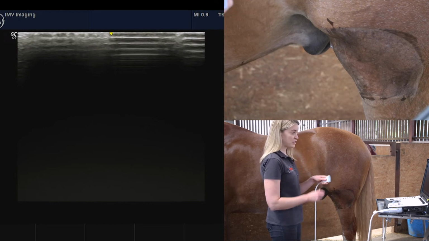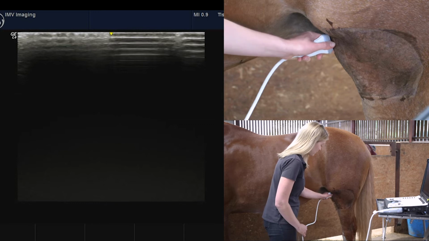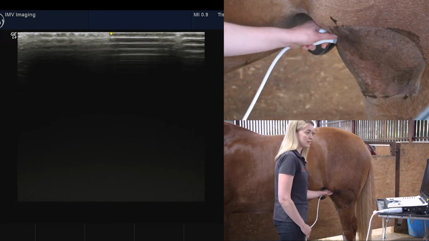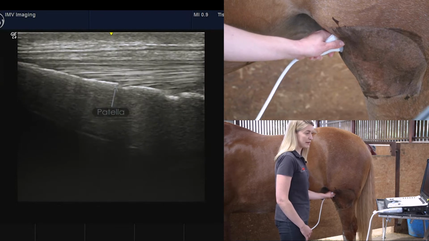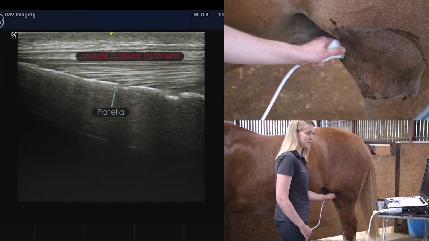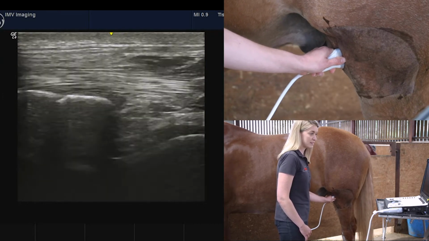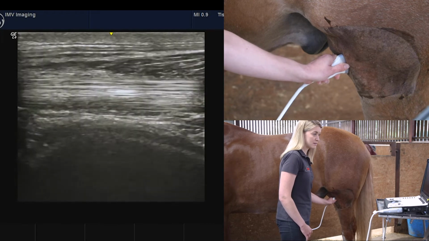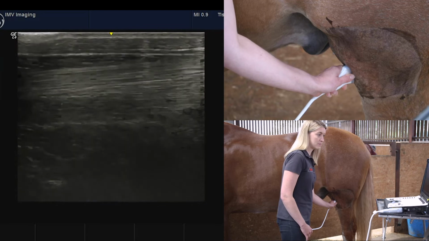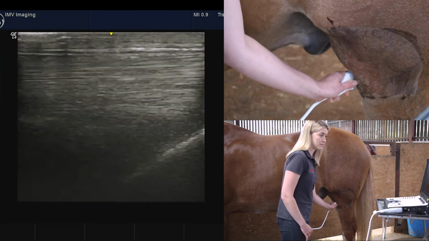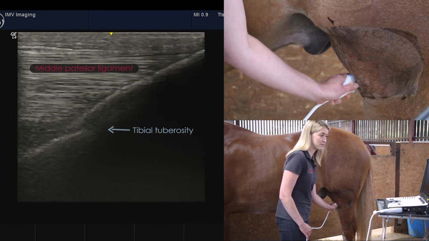I then change the orientation of my probe so that proximal is to the left of the screen to image the entirety of the ligament in longitudinal section. Again, I'll start at the origin on the distal aspect of the patella and scan distally until I reach the insertion onto the tibial crest.